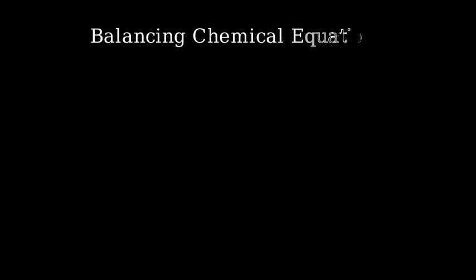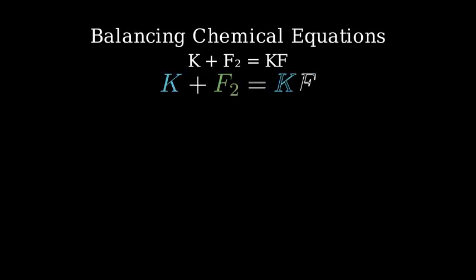Welcome. Today we'll learn how to balance the chemical equation for potassium reacting with fluorine to form potassium fluoride. Let's start with our unbalanced equation. On the left side, we have our reactants, potassium, K, and fluorine gas, F2. On the right side, we have our product, potassium fluoride, KF.